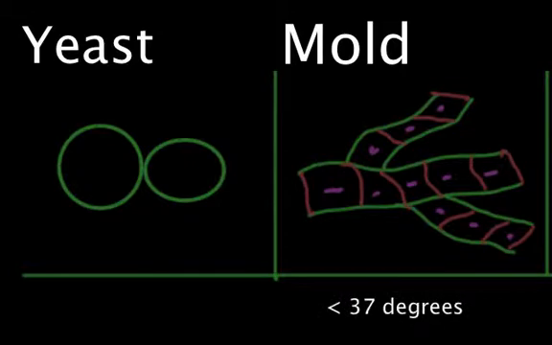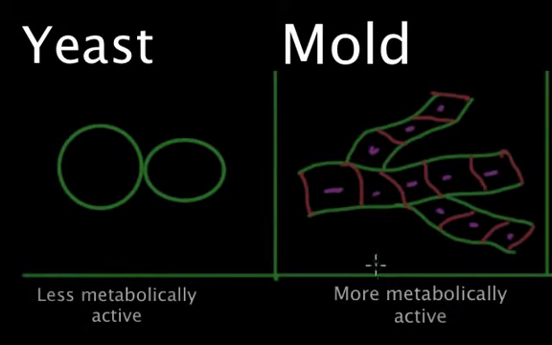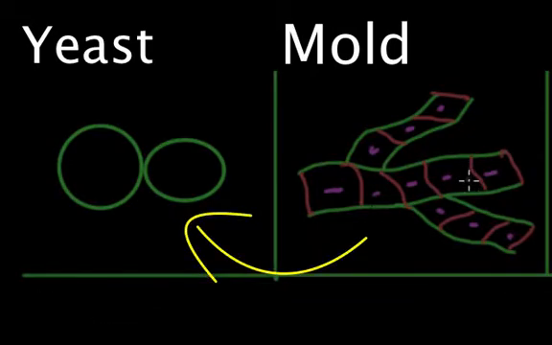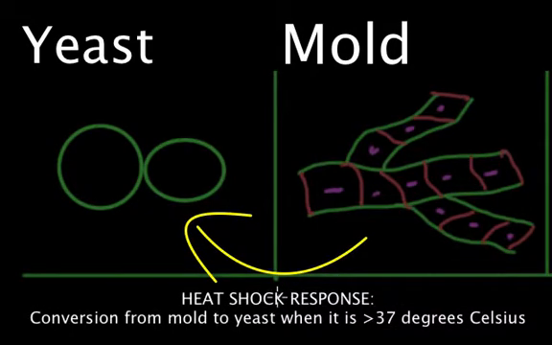Molds tend to be more metabolically active. Once the temperature goes above 37 degrees, however, it's a sign that environmental conditions are a little more harsh, and so it's time to expend a little less energy. In these conditions, the dimorphic species convert into their yeast forms. This conversion is what is known as a heat shock response.